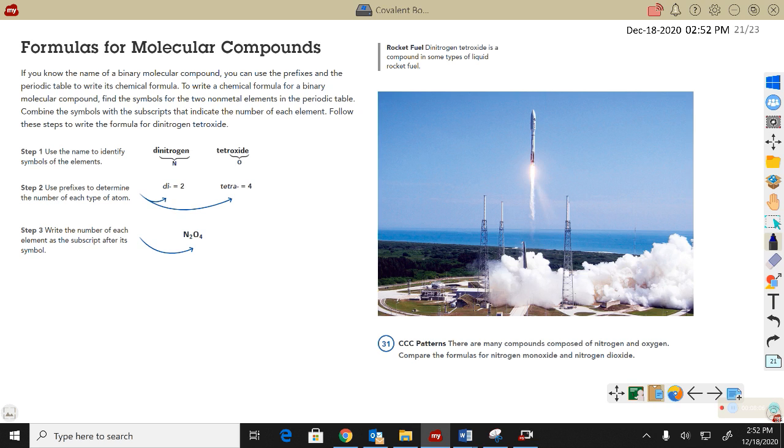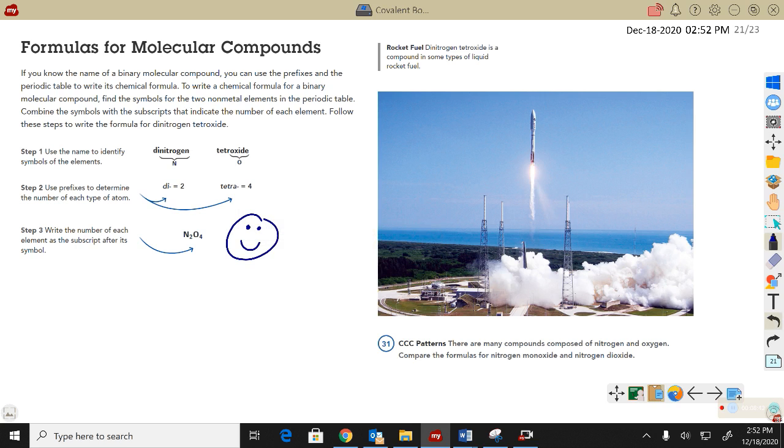So here's another example. If I saw a name, dinitrogen tetroxide. And so here might be a situation where we dropped a double vowel. Tetraoxide would be fine. If you wrote tetraoxide, I will not mark it wrong. But you might also see just tetroxide. And so di means 2, tetra is 4, done. N2O4.